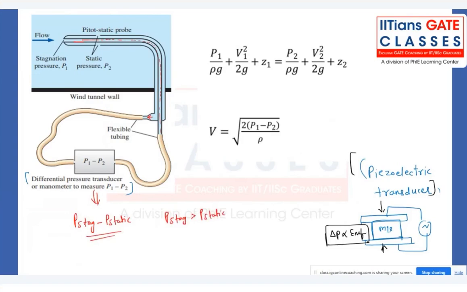And you know that directly when we know the difference, let's say here this is P1, and let's say this is P2. Directly when we know the differences, we are able to measure the velocity. Make a note of it.